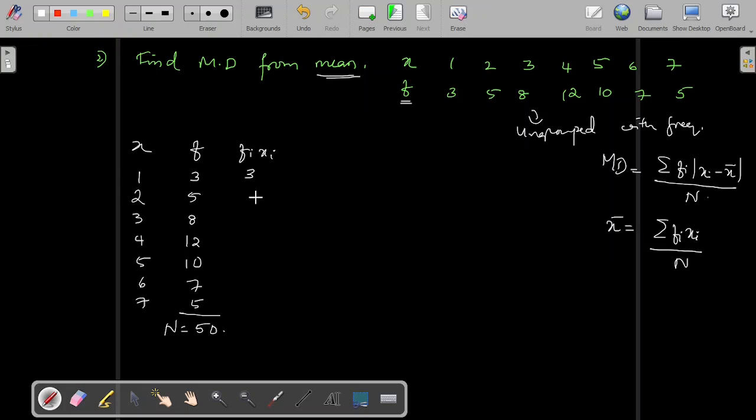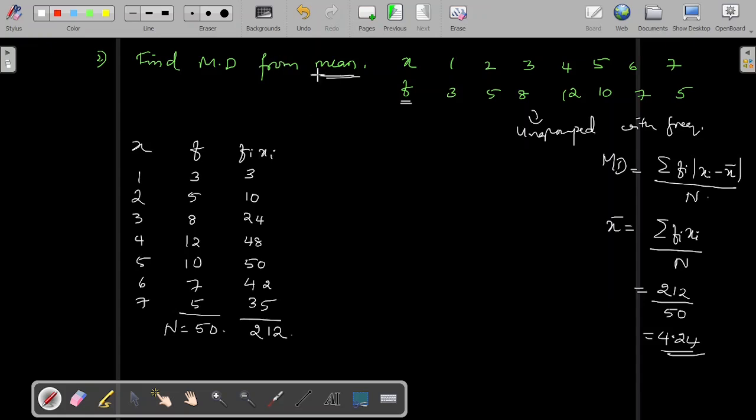3, 2 fives are 10, 24, 48, 50, 42, 35. Now add all these values, then you will get this sum as 212. Now let us find out the mean, that is 212 divided by 50. So this gives you the answer 4.24. This is x bar, 4.24.